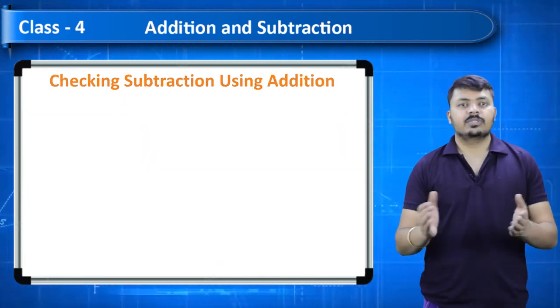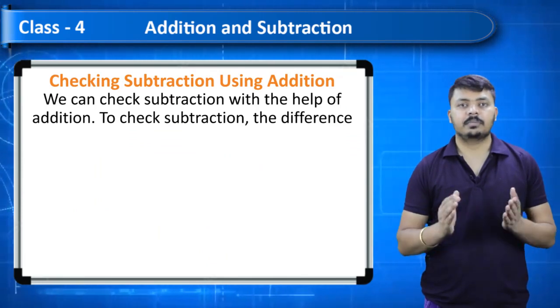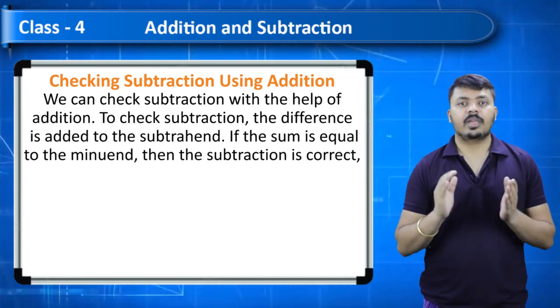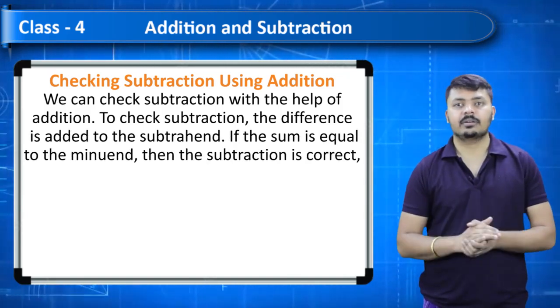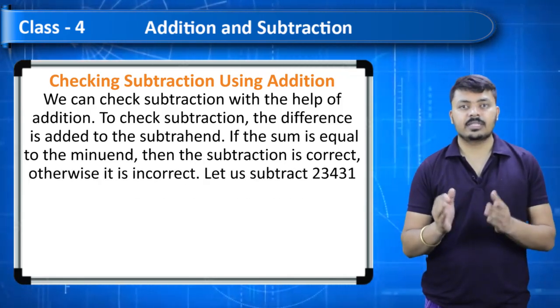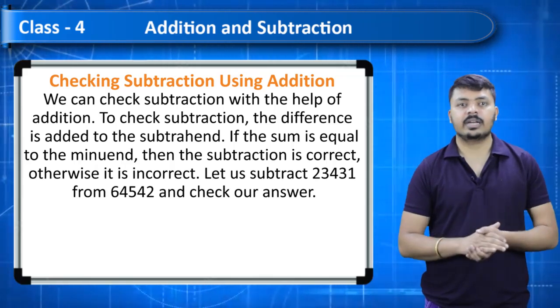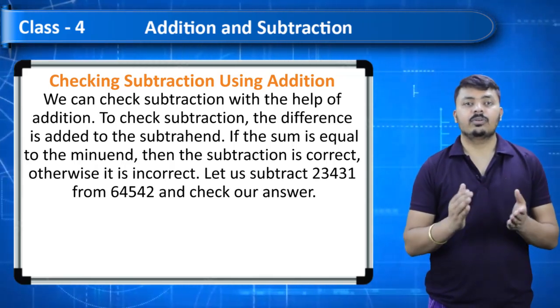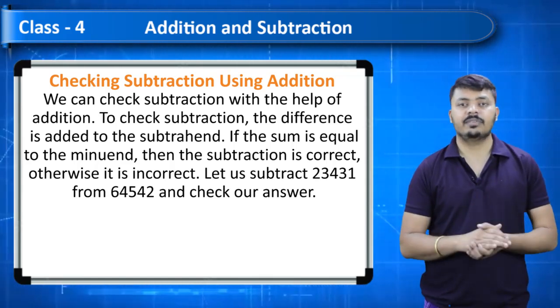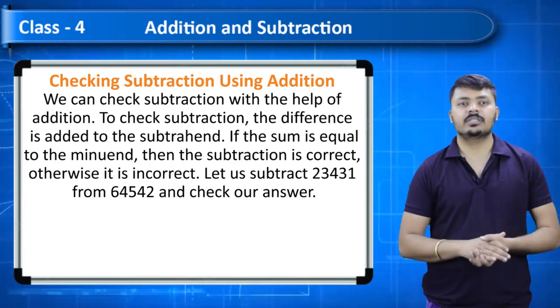Checking subtraction using addition. We can check subtraction with the help of addition. To check subtraction, the difference is added to the subtrahend. If the sum is equal to the minuend, then the subtraction is correct. Otherwise, it is incorrect. Let us subtract 23,431 from 64,542 and check our answer.